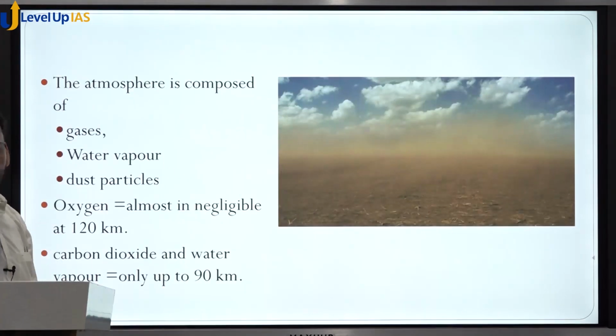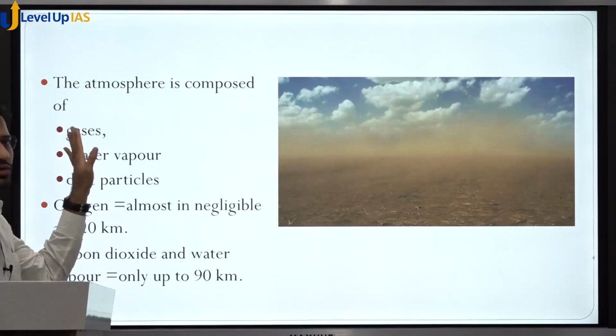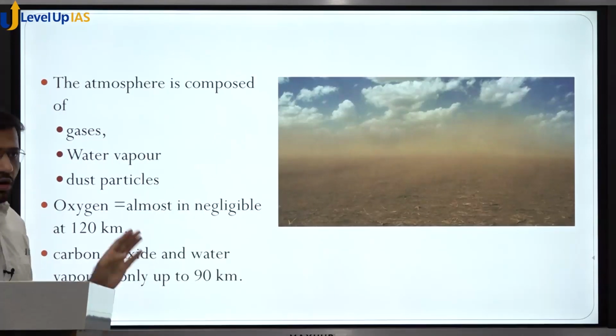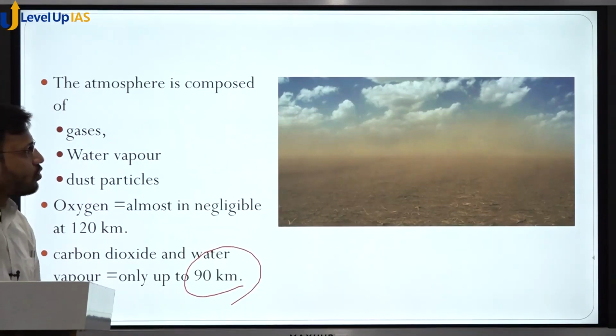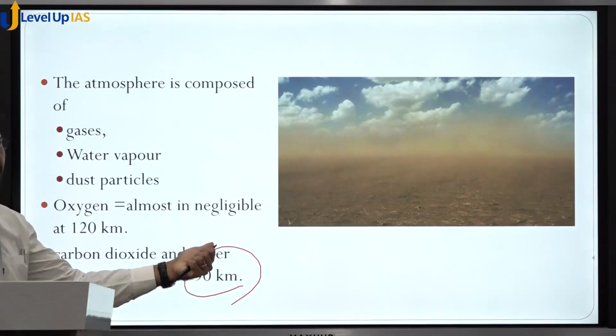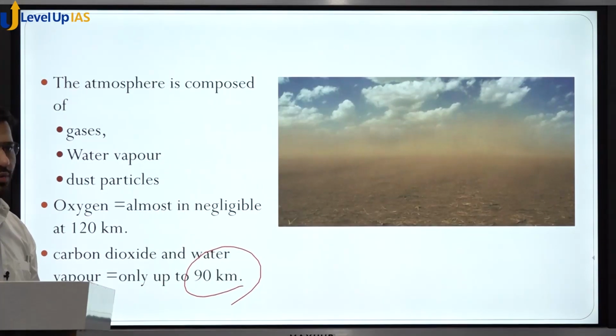So gases in the atmosphere, if you see the atmosphere as gases, water vapor, dust particles, oxygen is almost absent after 120 kilometers. So oxygen is absent after 120 kilometers. Okay. So carbon dioxide and water vapor are present only up to 90 kilometers. These facts are very important from the prelims point of view. One of the options will be there in your exam like this. So you must know this. Okay, it is given in your notes as well.